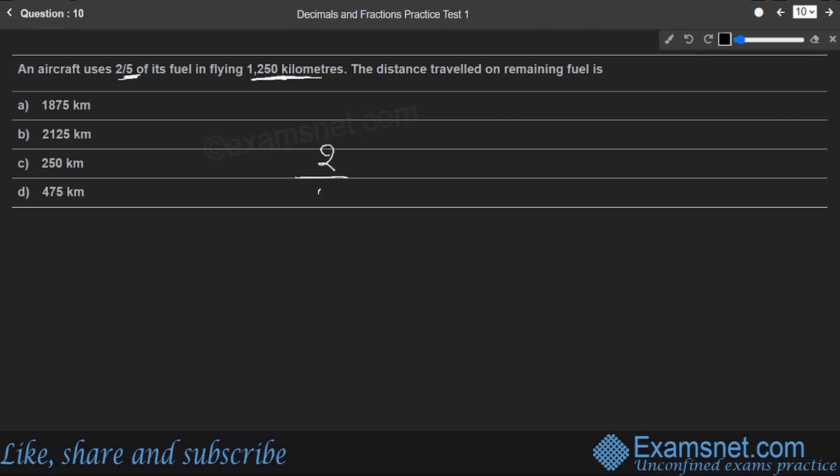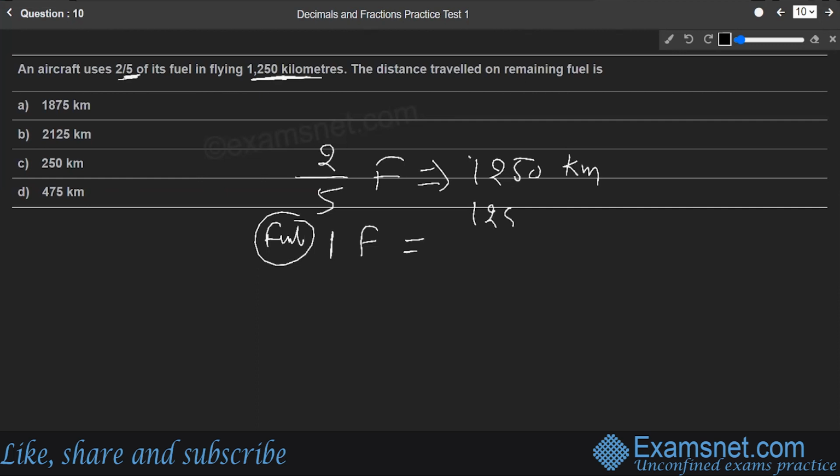He says 2 by 5 of fuel is sufficient to go till 1250 kilometers. Okay, so if 2 by 5 fuel is sufficient to go 1250 kilometers, what about one fuel? One fuel means full capacity. 2 by 5 means 2 by 5 of the capacity. With full capacity fuel, how far can you go? It's clearly going to be a unitary method, that is, divide by 2 by 5.